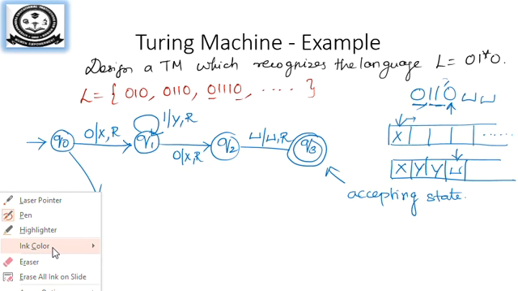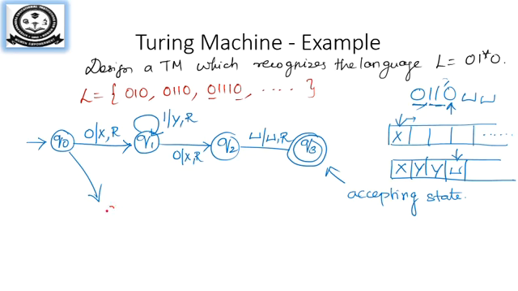I'll change the color. So I will take it as q4, which is a rejecting state, right? If it is 0, you go towards the accepting state. If it is 1, I will write 1, go to the right side, and say the string is not accepted. So if the starting symbol is 1, I will enter a rejecting state.